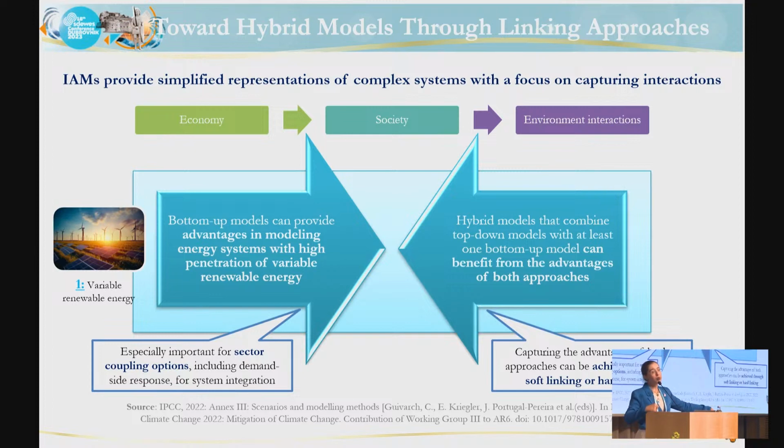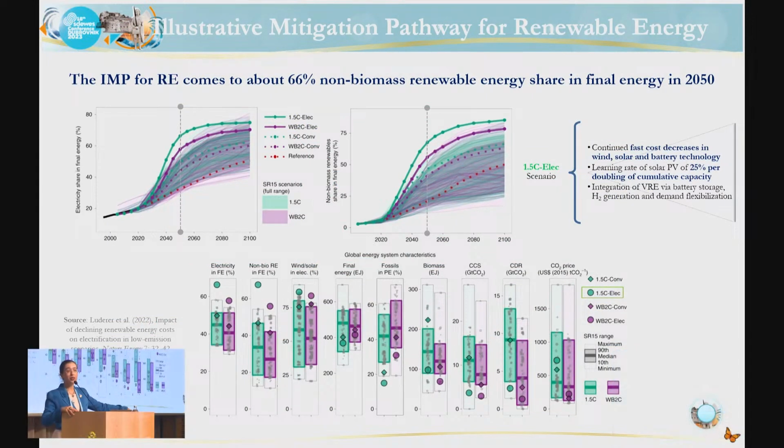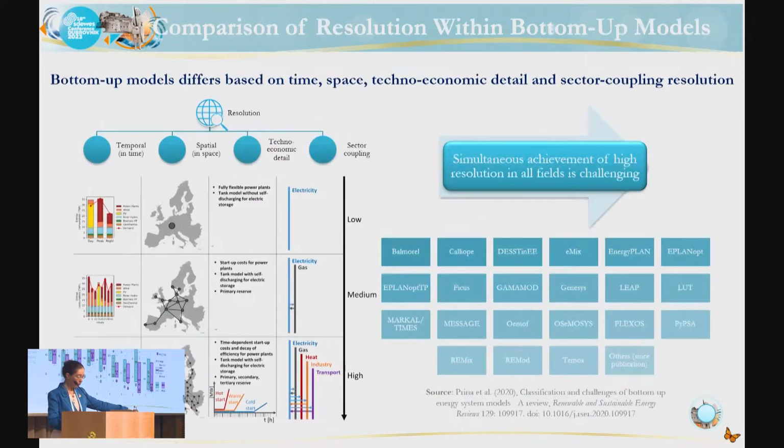It's also possible to couple the top-down models with bottom-up models and hybrid models, and this can benefit from the advantages of both approaches through either soft linking or hard linking approaches. In AR6, the illustrative mitigation pathway for renewable energy came to a 66% share of non-biomass renewable energy in final energy in 2050, and also considering the fast cost decreases in wind, solar, and battery technology.